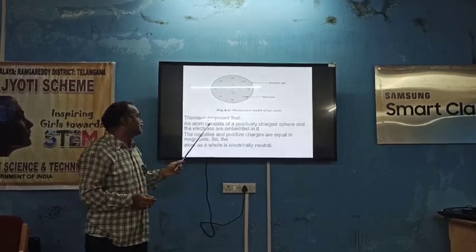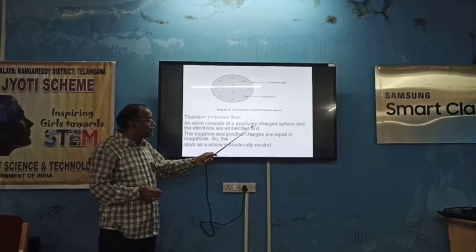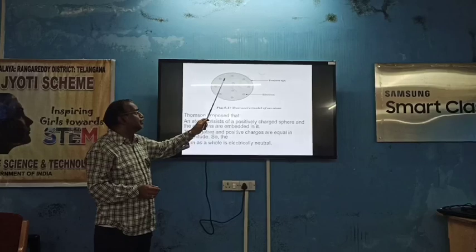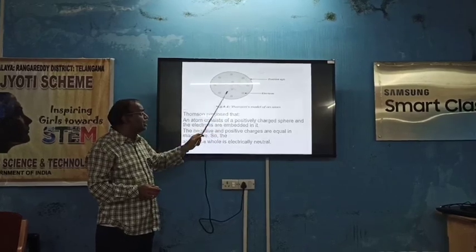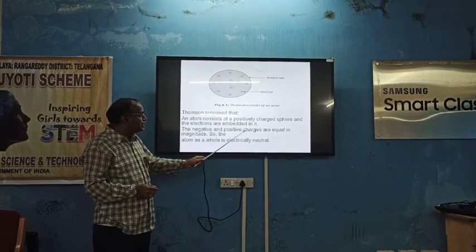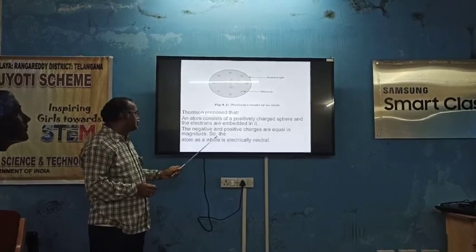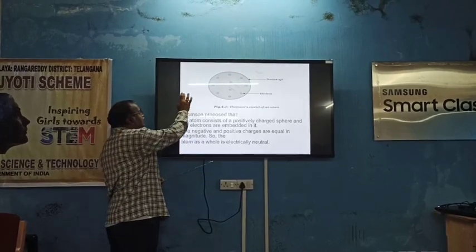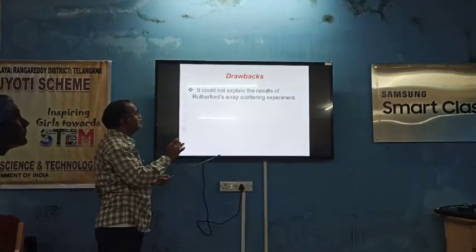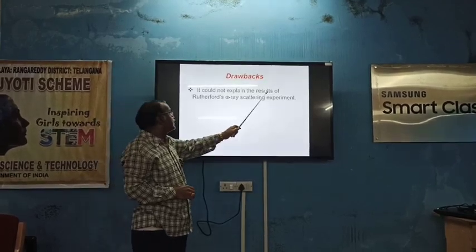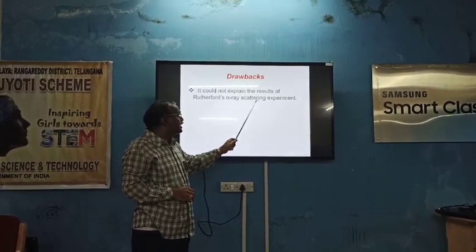What he proposed: the atom consists of a positively charged sphere and the electrons are embedded in it. The negative and positive charges are equal in magnitude, so the atom is neutral. Next, what is the drawback of this model? It could not explain the results of Rutherford's alpha-ray scattering experiment.